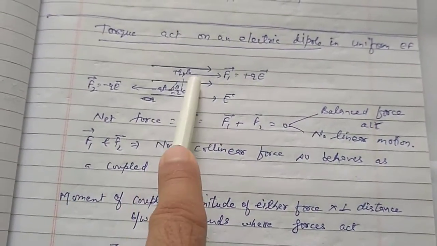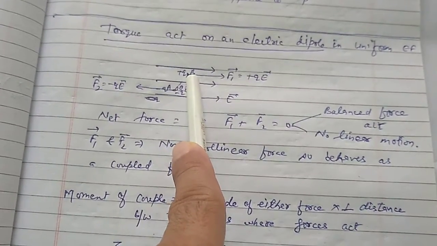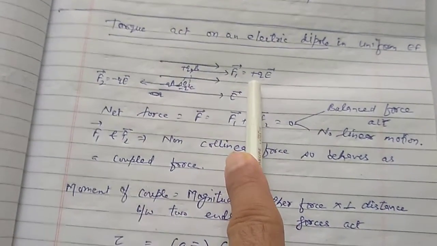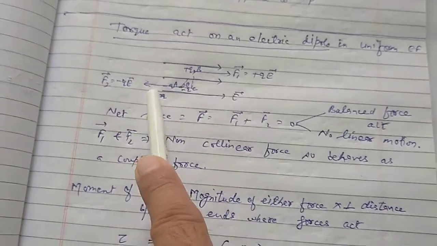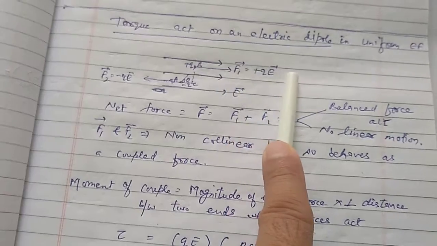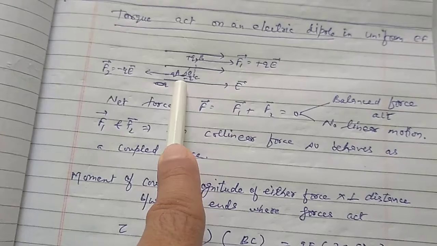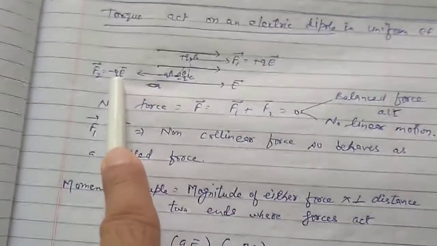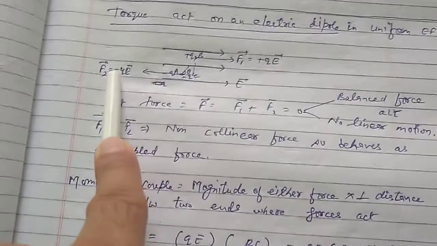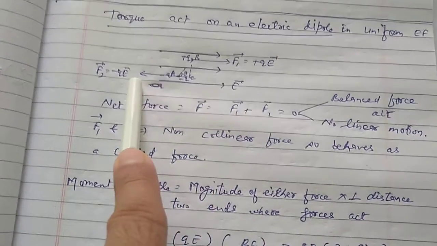Net force. Now you know that the plus Q charge is in the electric field, and it will experience force plus QE. Plus indicates the same direction as the electric field. Since the electric field is in this direction, the force acting on plus Q will be in this direction. This is the minus Q charge. The force acting on the minus Q charge due to the electric field will be minus QE. And what does minus QE mean? Minus means opposite direction. That's why the force on minus Q is directed opposite to the electric field.